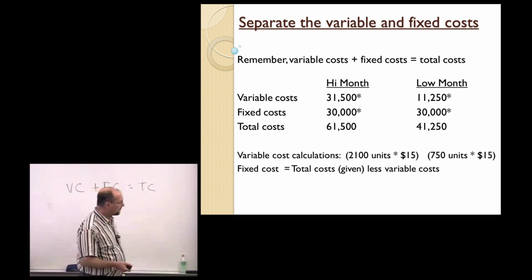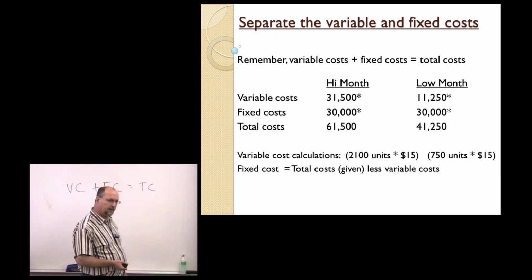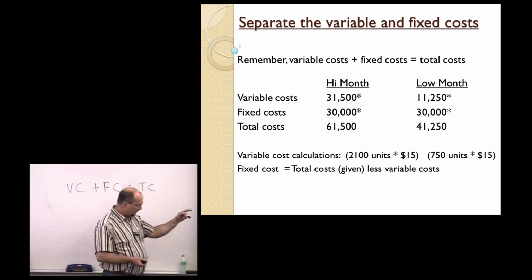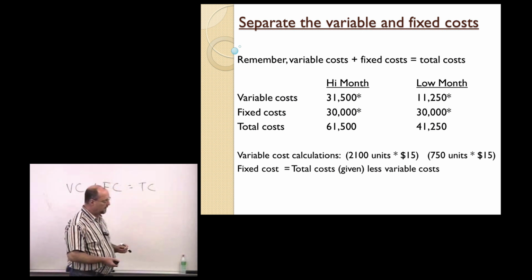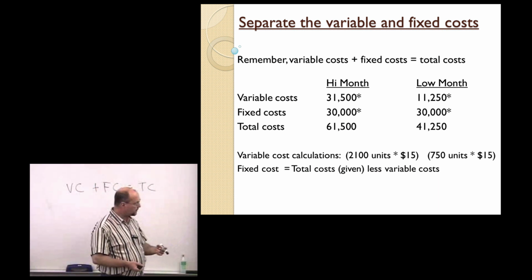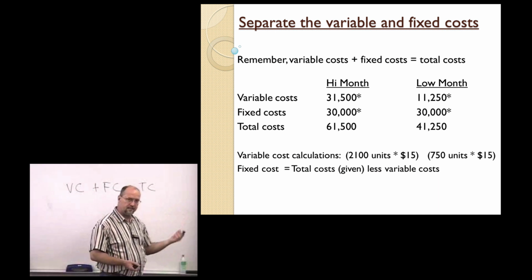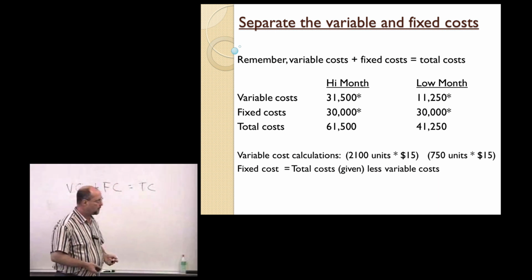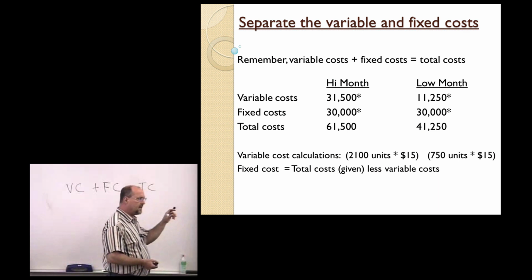Let's look at the low month. 41,250 is our total cost. We produced 750 units at a variable cost of $15 per unit. Variable cost is 11,250. 11,250 plus X equals 41,250. And notice our fixed cost, which after all is fixed, stayed the same. It's 30,000.